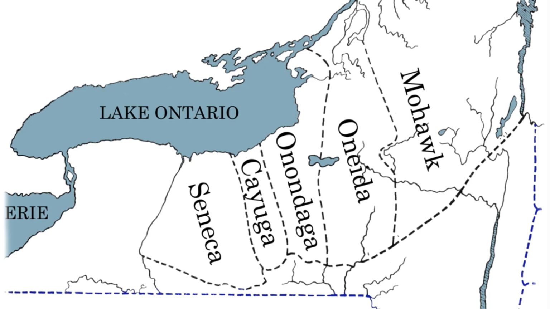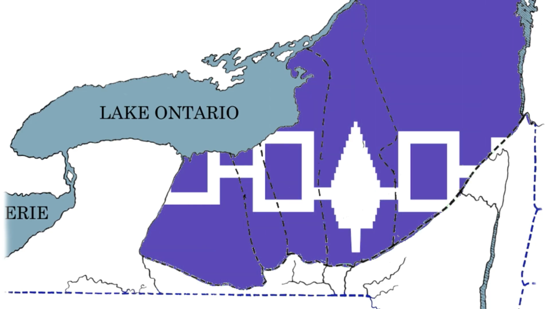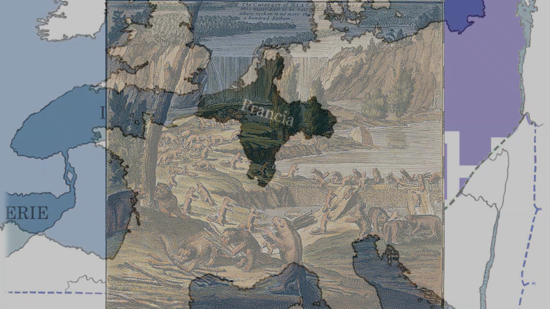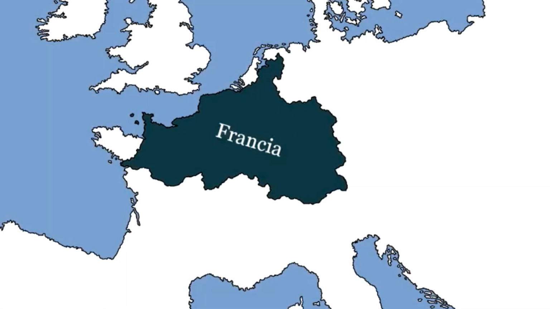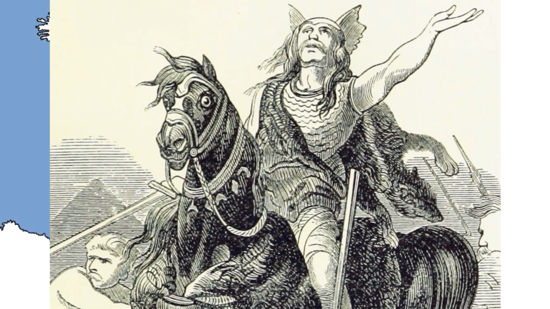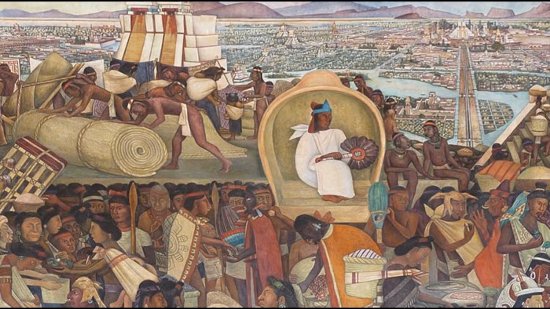Oftentimes, multiple tribes will band together under one leader or a council, and all their collective holdings will become the state. This is what happened in northern Gaul after the fall of Rome, as Germanic tribes came together and united to become the Franks. Another likely scenario is that one group grows in power.